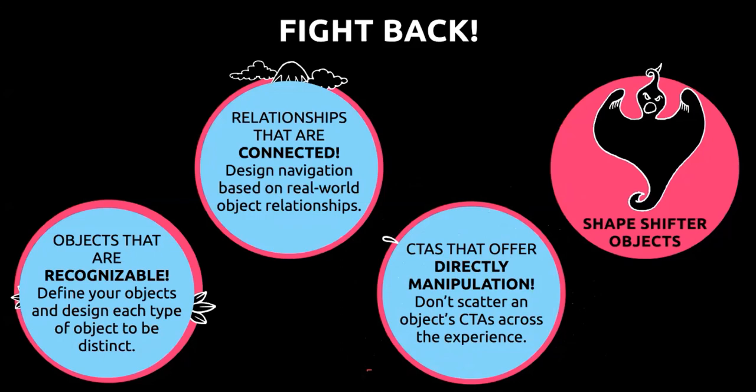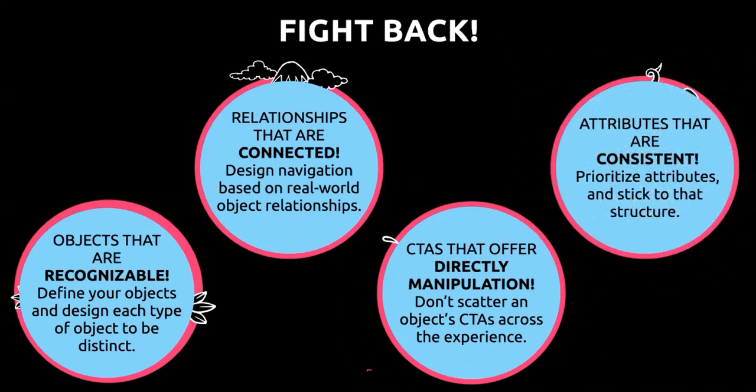take a sip. And then of course our shapeshifter objects, which you were introduced to, we want our attributes to be consistent. And we do that by prioritizing our attributes and sticking to that structure unless we have a very good reason. We don't want our shapeshifting to be arbitrary, and we want to be really conservative about it, because even if we think, well, over here this attribute becomes more important than it did over here, remember, you're sacrificing consistency and recognizability. So is it really worth it? Make sure to research that.